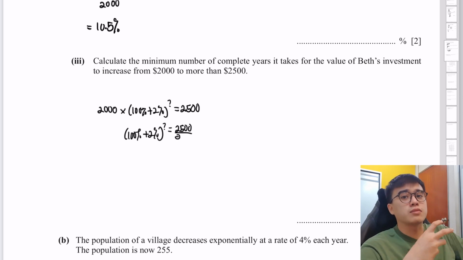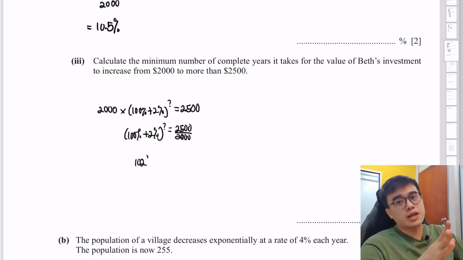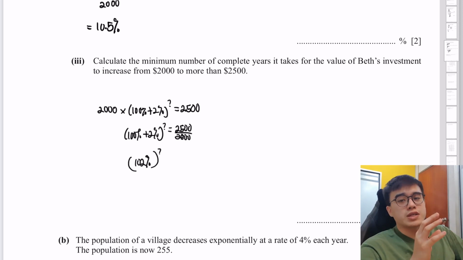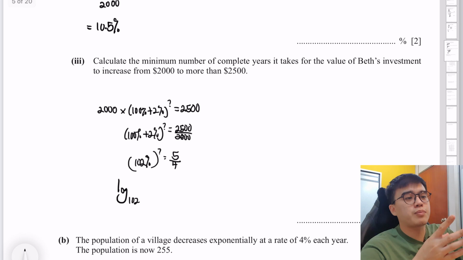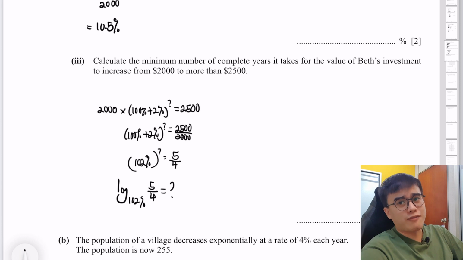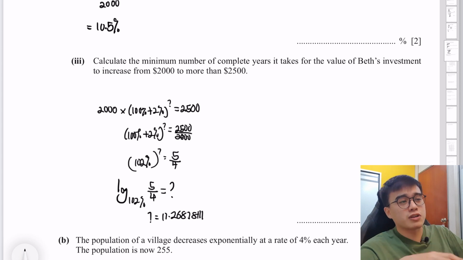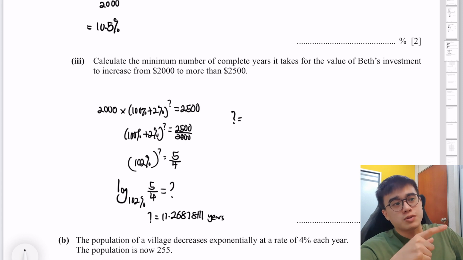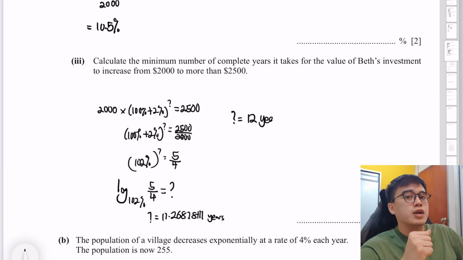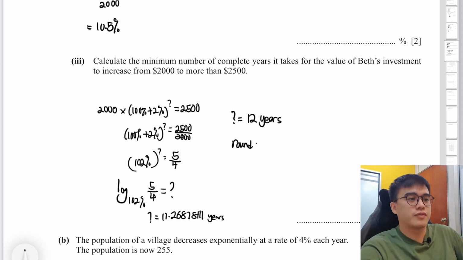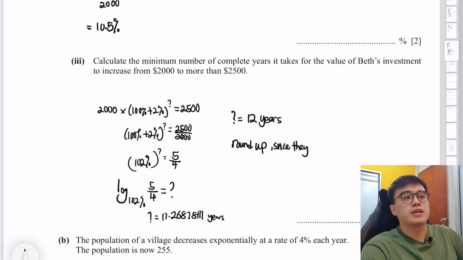So I incorporate some logarithm concept where the base I took as 102%, while the result is 5 over 4. With this, I'm able to trace the result as 11.2683811 years. However, there's no 0.268 years. So you're required to round up on this because they wanted more than that. If you were to use 11 and you substitute and calculate, you wouldn't get 2,500. Only when you put 12 or more, you will get 2,500 and above. That's how you solve part number 3 here.